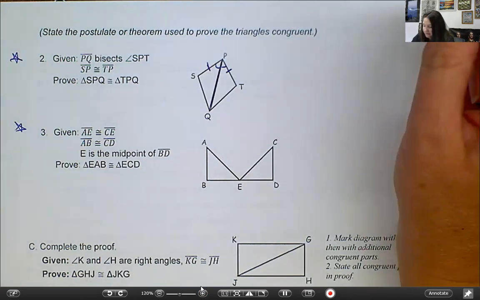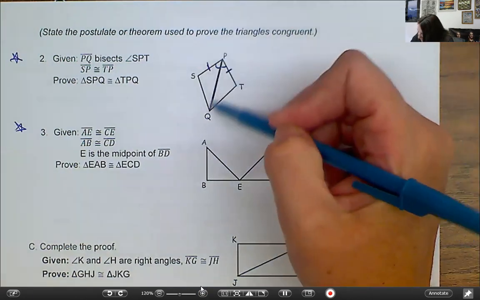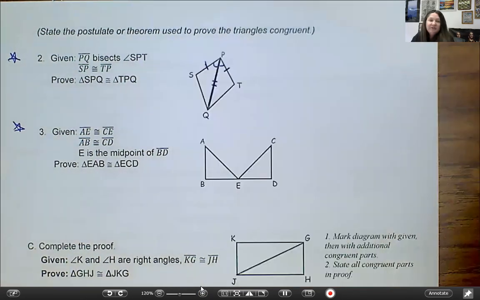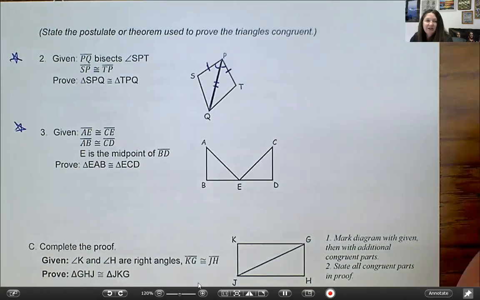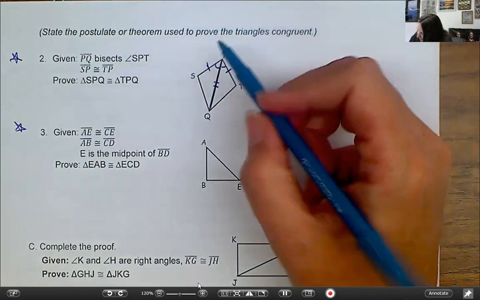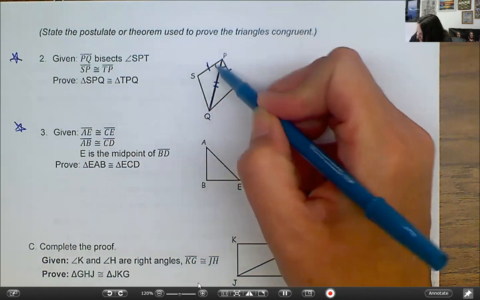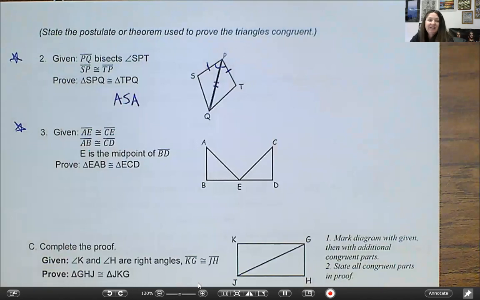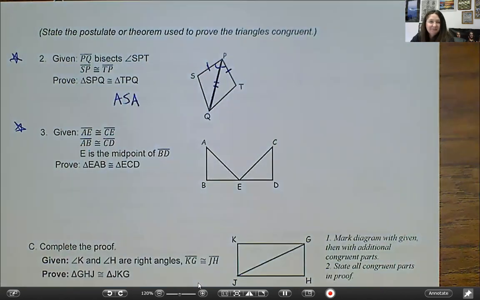And then the third thing I should notice is that we have a shared side. So that side would be equal to itself by a reflexive property. And I can tell I've got a side, then an angle, then a side. So this would be my angle side angle case.